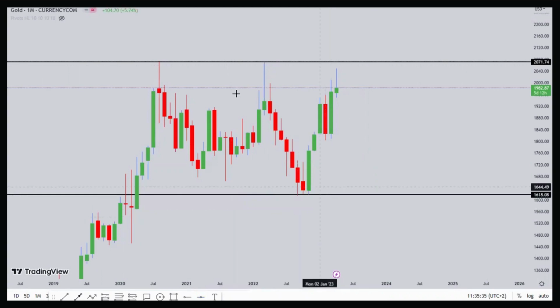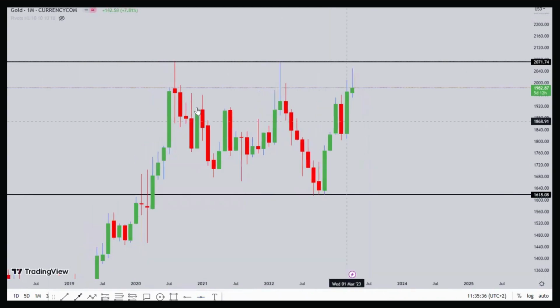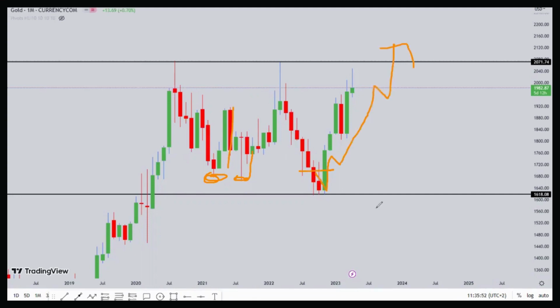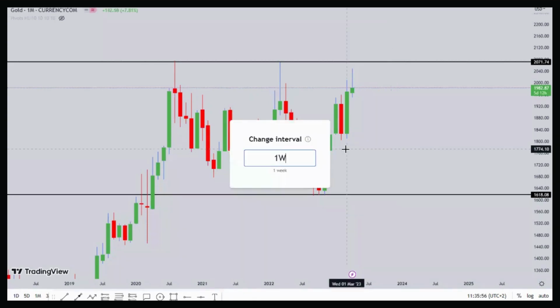Right now we are in this close-bound range on the monthly time frame. If you notice what happened previously, this area was acting as an area of strong support, pushing the market to the upside. Then the market broke below that area until it came back, and gold went to the upside. So now I'm going to go to my weekly time frame.